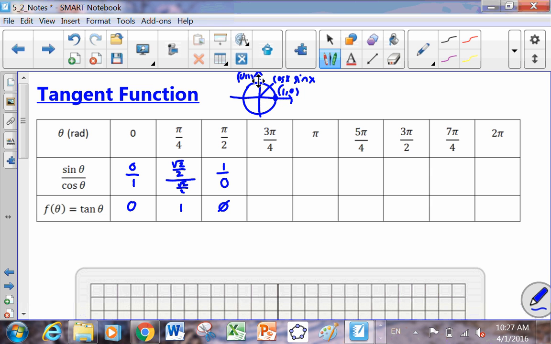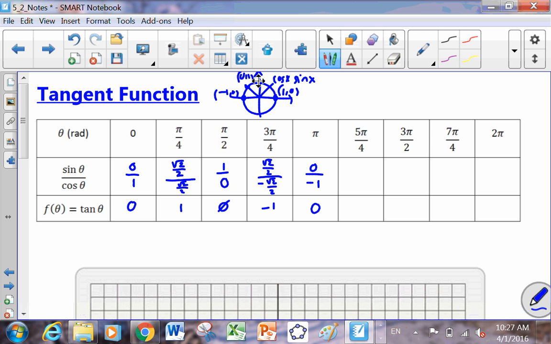And if we keep going here at 3 pi over 4, what's the sine value? Is it the sine that's negative or the... Here? It's the cosine that's negative. So it's going to be square root of 2 over 2 over negative square root of 2 over 2. So that's negative 1. And at pi, here we need to do the sine over the cosine. 0 over negative 1, 0.